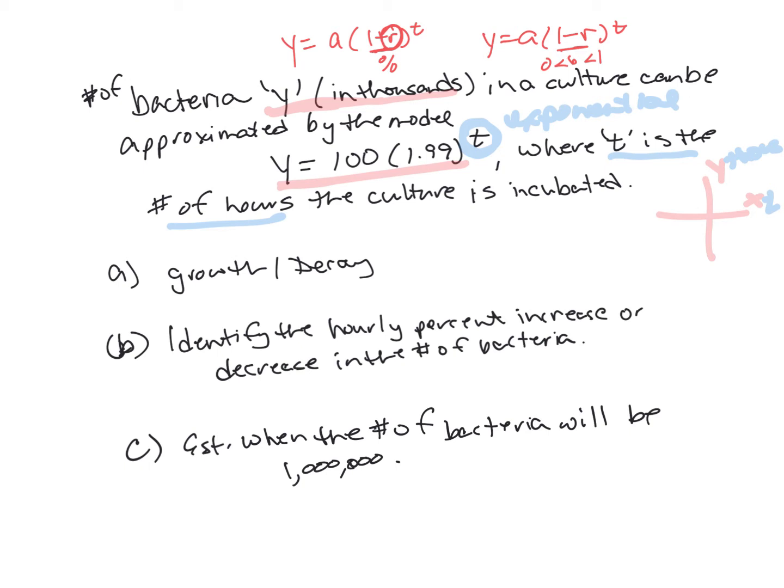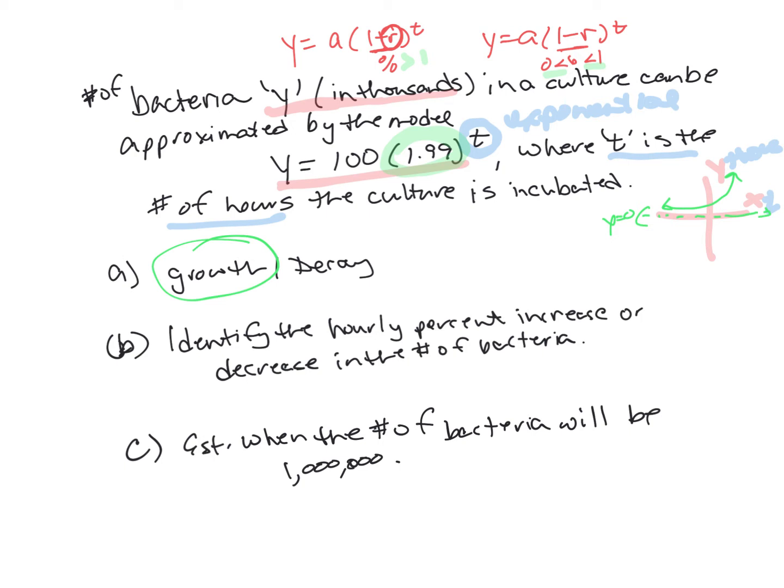So when I look at this right here, this tells me if this is a growth or decay. If this number is greater than 1, then it is a growth. If it is less than 1 but greater than 0, it would be a decay. So my answer here is a growth. This is a growth model. So I know it's going to look something like this, right? It's going to grow. We have this asymptote here that it's not going to cross, y equals 0.